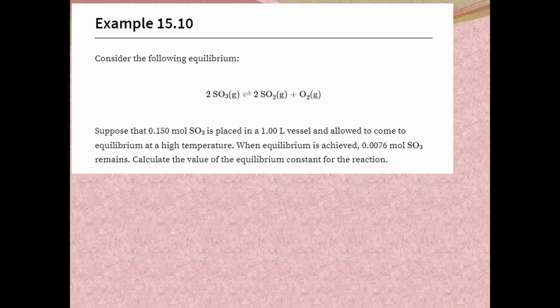So I have 0.15 moles of SO3, but again, it's in a 1 liter vessel, so that becomes my molarity, and it tells me how much SO3 I have left. So I was saying, all I need is one initial concentration, one final concentration, and that's all they're giving me. The initial concentration of SO3 and the final concentration of SO3. But I can fill in everything else as long as I have one initial and one final. And they can be for the same thing.